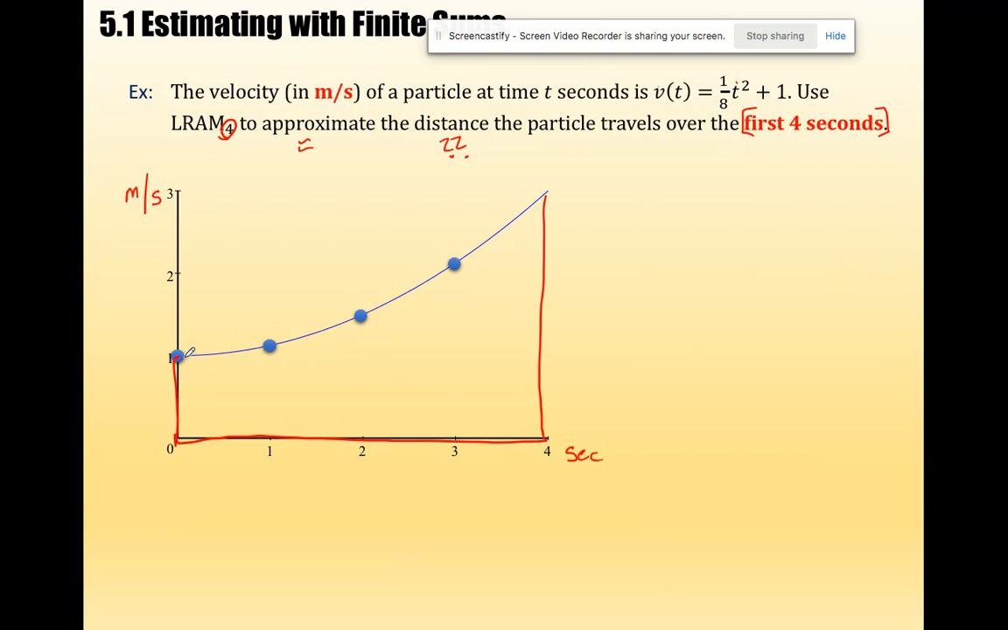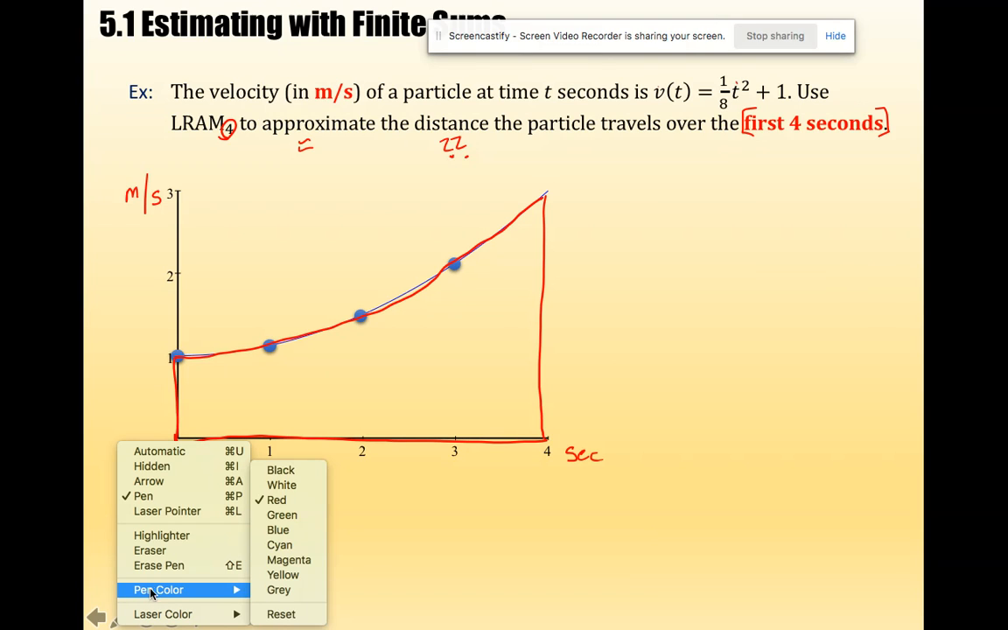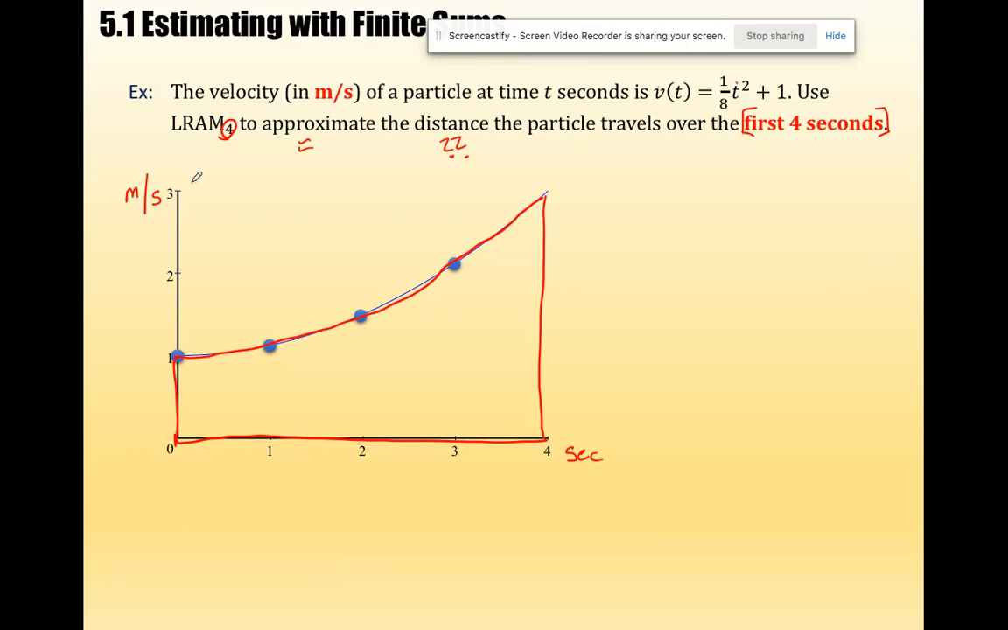That is an irregular shape. It is not a normal geometric shape like a circle or a trapezoid or a rectangle. So I'm going to approximate. They asked me to use LRAM with 4 rectangles, with the first 4 seconds going from 0 to 4. Let's see, I'm 0 to 4, and I want 4 rectangles. Well, how wide is that? 4 minus 0 is how wide it is. And how many rectangles did I want? So each one has to be a width of what? 1. So I'm going to do my first interval, and I'm going to go to the left side, constantize, and over.